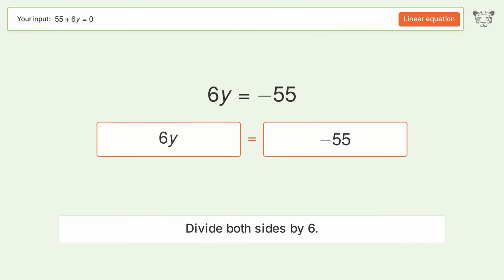The variable coefficient is 6. Divide both sides by 6 to leave the variable alone.